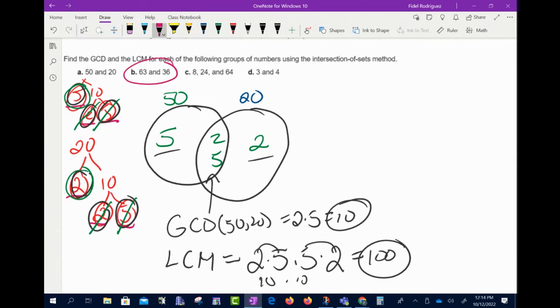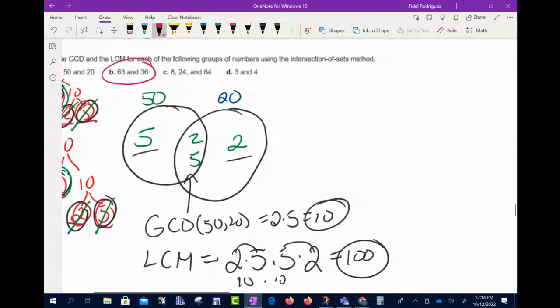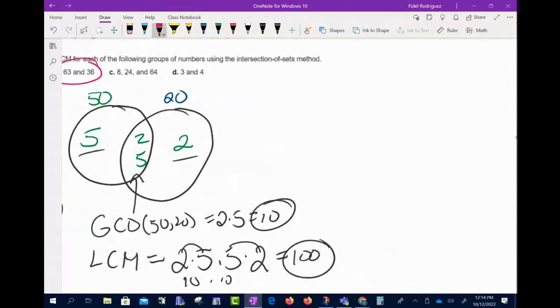Guys, I wish I would have given you guys more room. When I made the notes, I didn't realize it was going to take this much space, so I apologize about that. But look, we got 63 and we have 36.